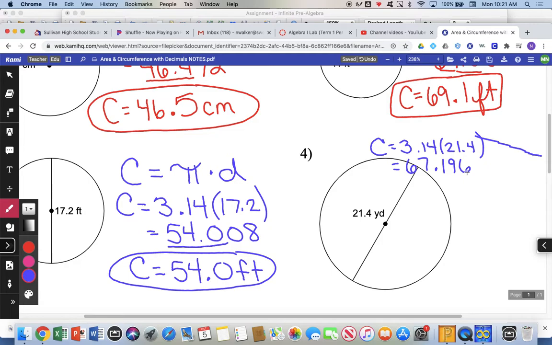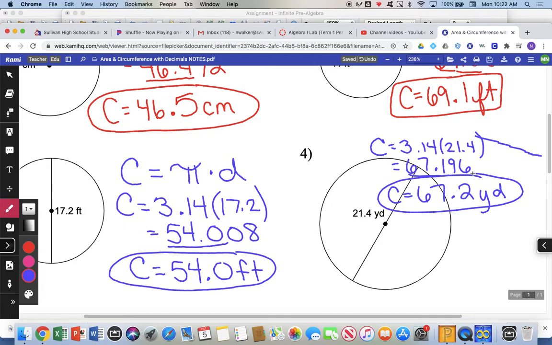All right, so guys, this is the thing. Whenever you are given a diameter, if it's circumference, you can just plug it right in. On area, the only formula that you have involves a radius, so that's why you have to divide it on area. You don't have to divide it on circumference. On circumference, we just take pi times diameter, and then guys, is this 67.1 or 67.2? 67.2, and my label is yards.